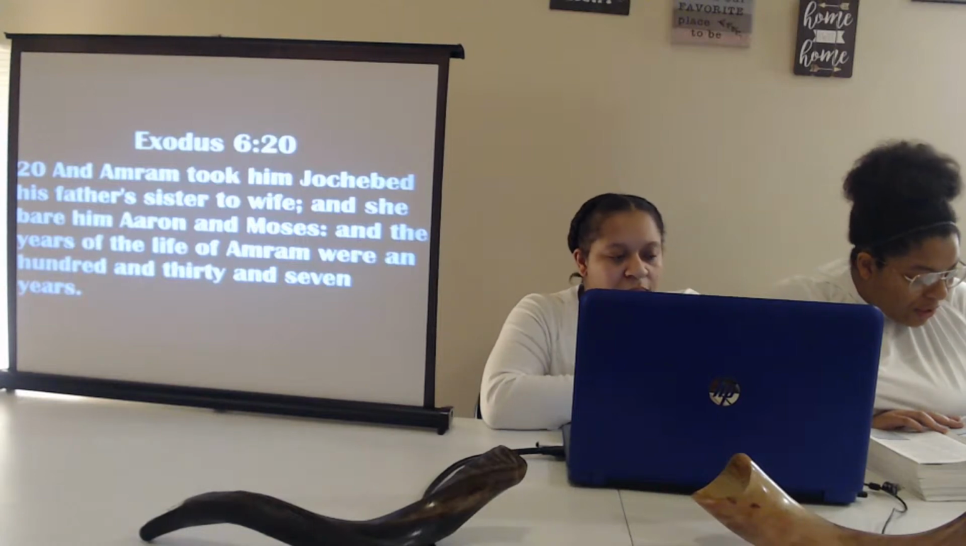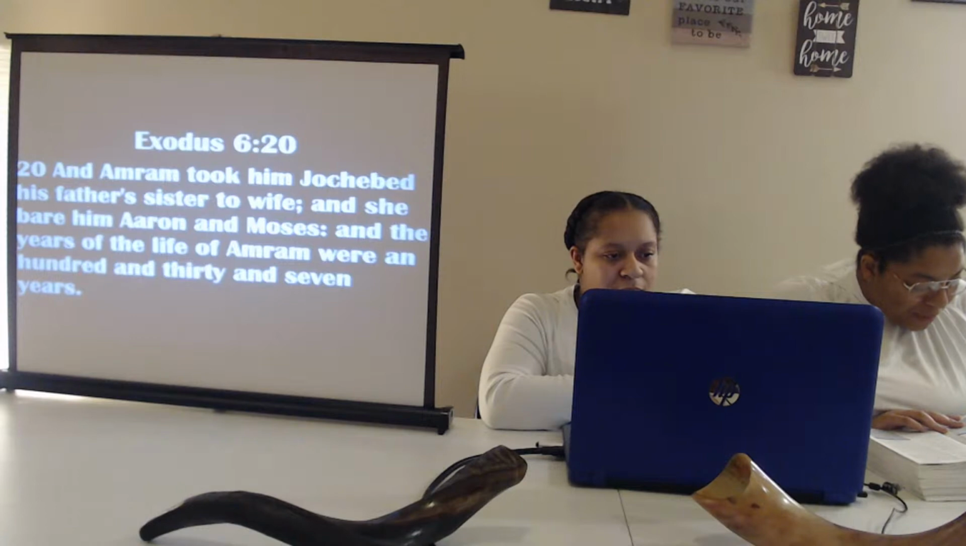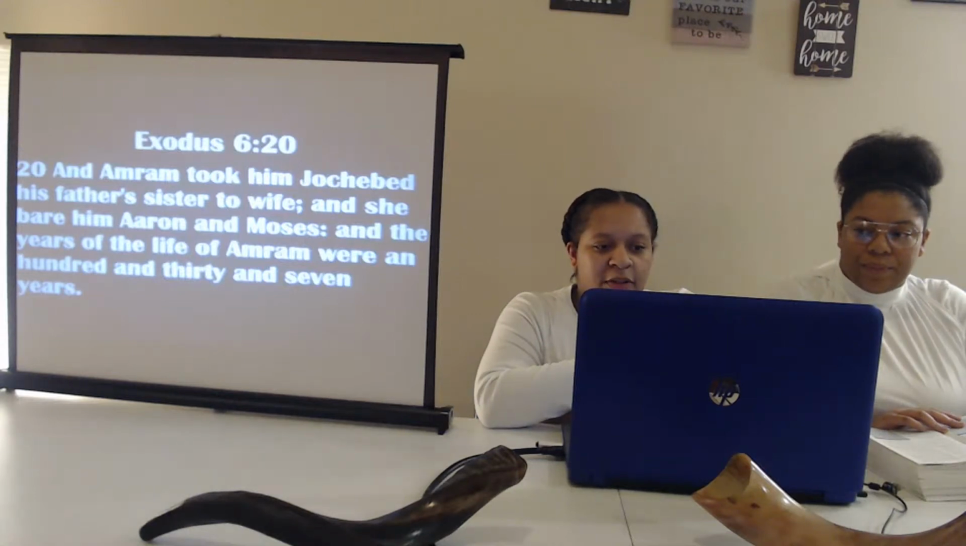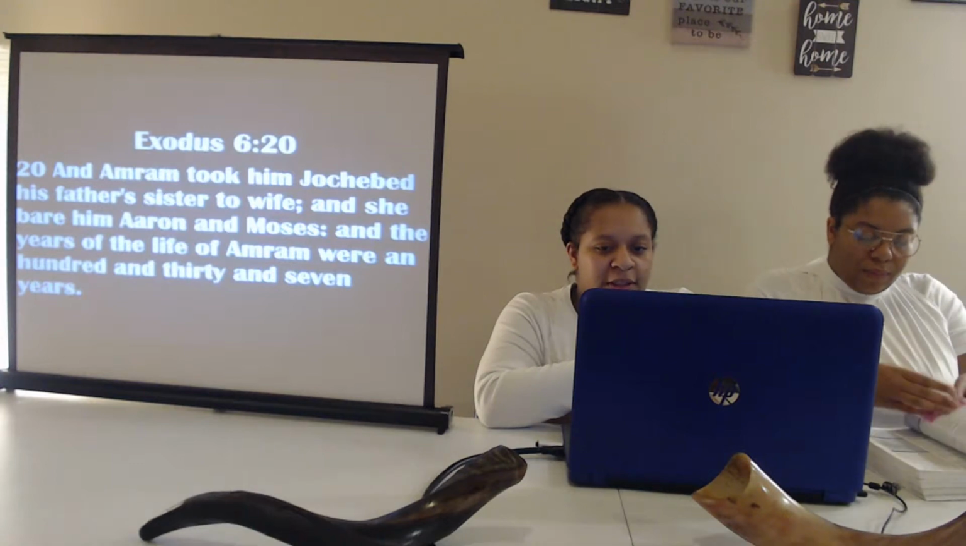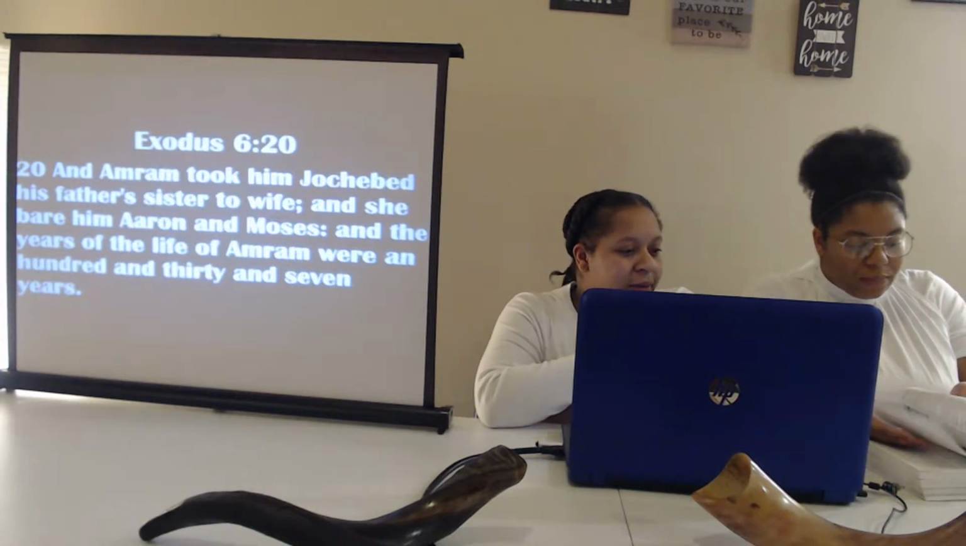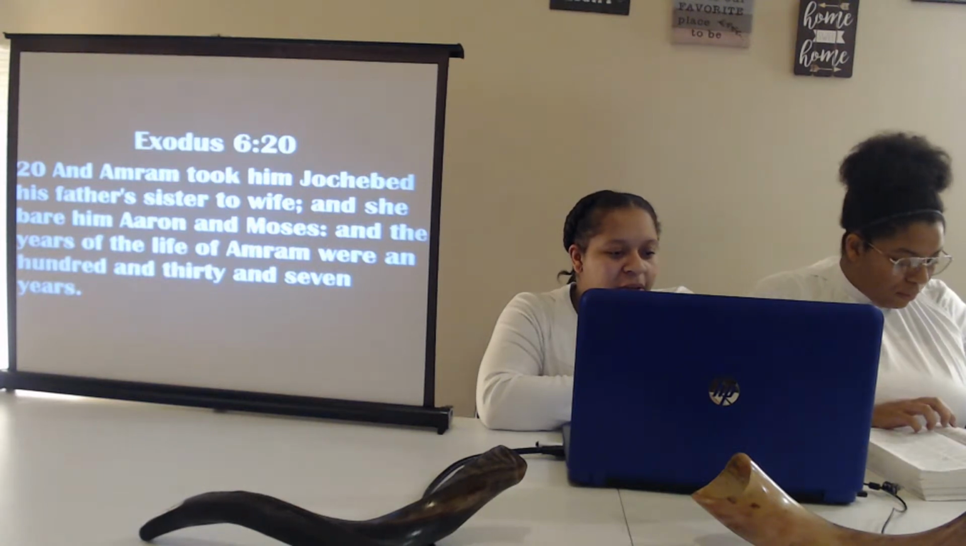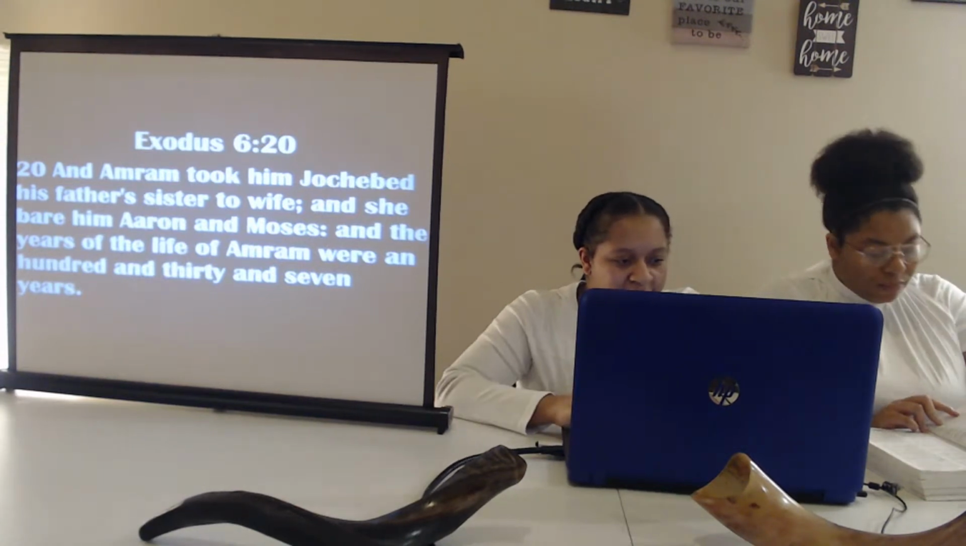Exodus chapter 6, verse 20. And Abram took him Jochebed, his father's sister, to wife, and she bare him Aaron and Moses. And the years of the life of Abram were 137 years. Now we're going to skip over to Numbers 26, and we're going to read verse 59. Here, this is just showing how Jochebed was the mother of Aaron and Moses.